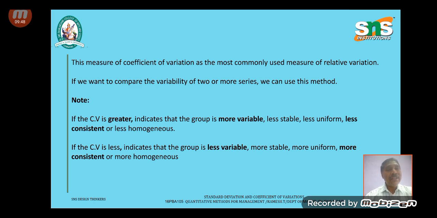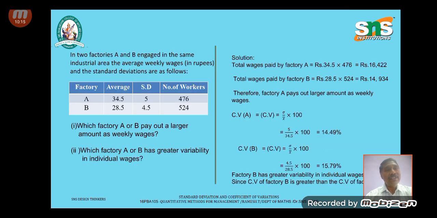If you want to compare the variability of two or more series, we can use this method. If the coefficient of variation is greater, it indicates that the group is more variable, less stable, less uniform, less consistent, or less homogeneous. If the coefficient of variation is less, it indicates that the group is less variable, more stable, more uniform, more consistent, or more homogeneous.